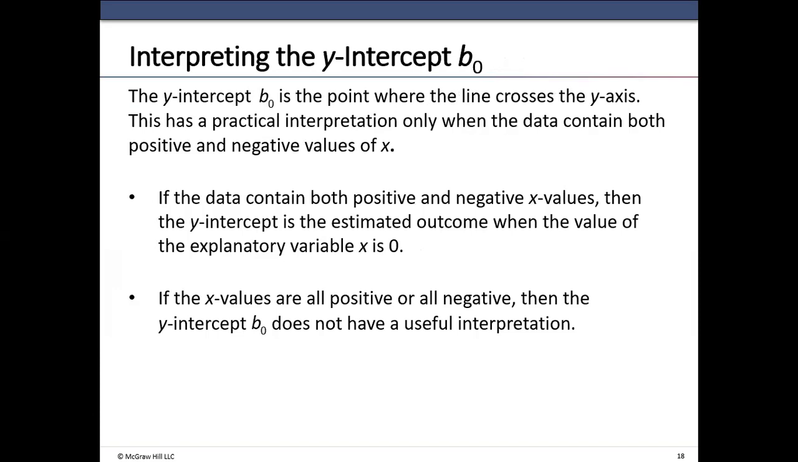The y-intercept is the point where the line crosses the y-axis. This has a practical interpretation when the data contains both positive and negative values of x. In most of the cases we deal with, we do not have positive and negative values of x. So in that case, the intercept does not have any practical meaning. If the data contain both positive and negative x values, then the y-intercept is the estimated outcome when the value of explanatory variable x is 0. If the x values are all positive or all negative, then the y-intercept b0 does not have a useful interpretation.